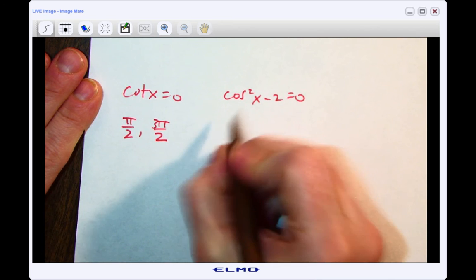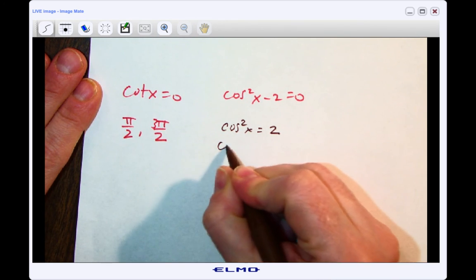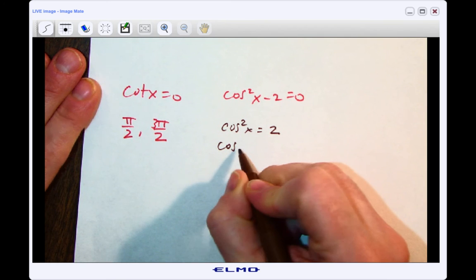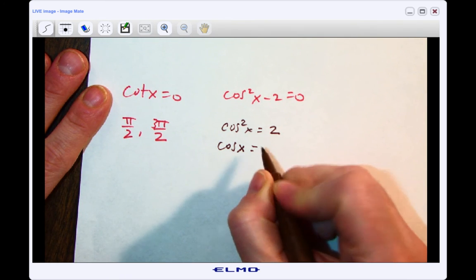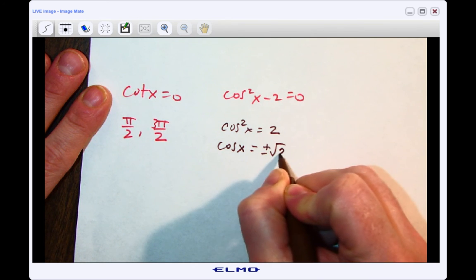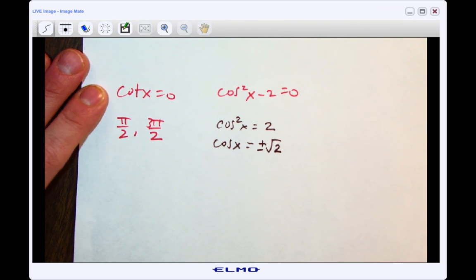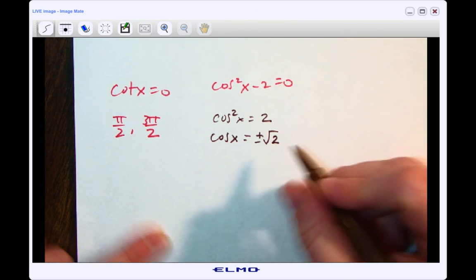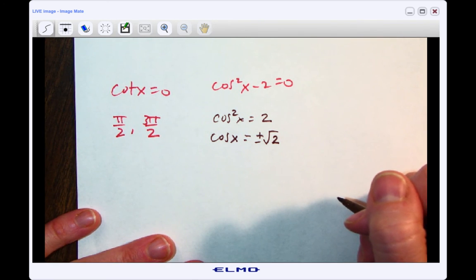Now this one is going to be cosine squared x is equal to 2. So cosine x is going to be equal to plus or minus root 2. Now I was just looking to see if I copied it right, because I already know there's a problem with this one. Does anyone see it?